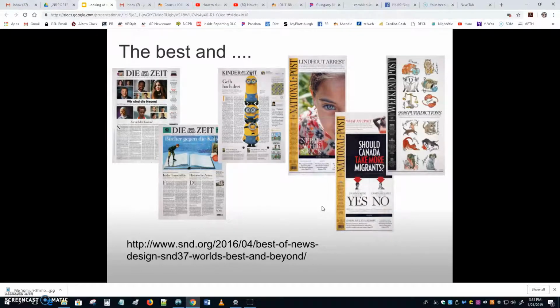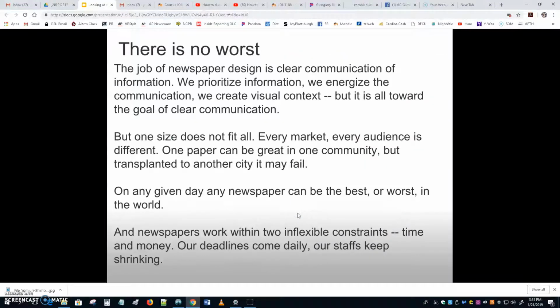So, yes, we could compare the best newspapers in the world to, I would argue there is no worst newspaper in the world. And frankly, I would also argue that on any given day, any newspaper can be the best or maybe the worst in the world. Think about the things that go into a newspaper. They're really simple. Basically, all it is text and images. Now, those are very simple things to do. And if you can really do them well, you can be the best newspaper in the world on any day.